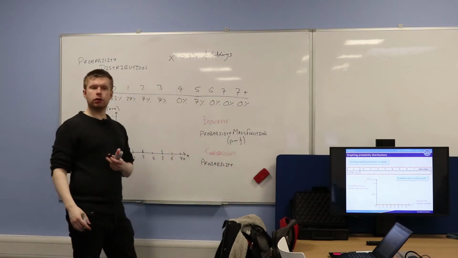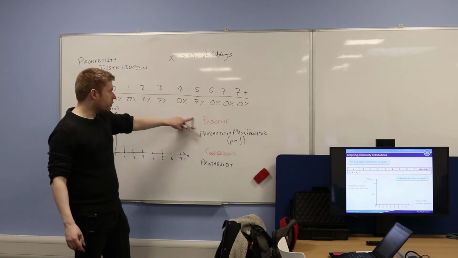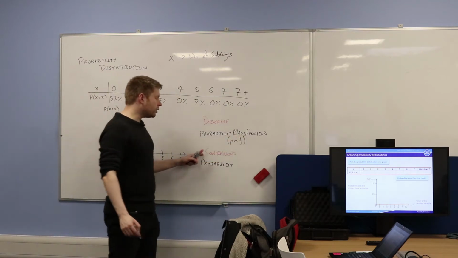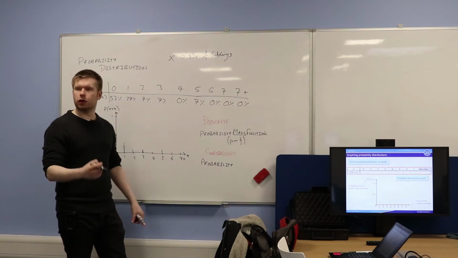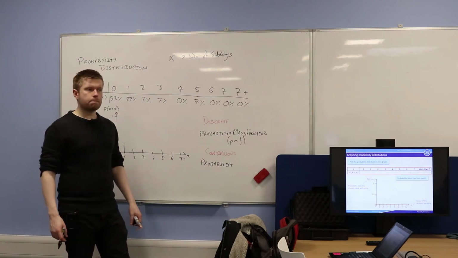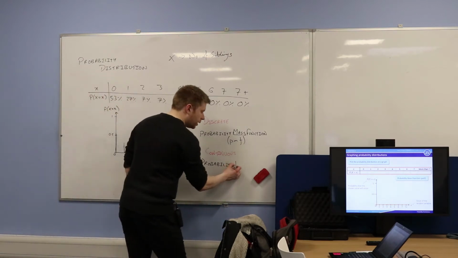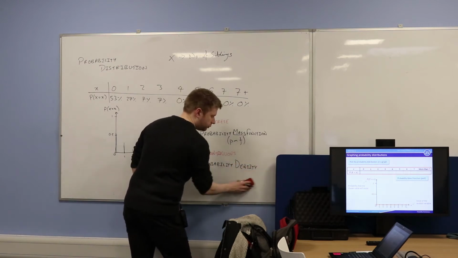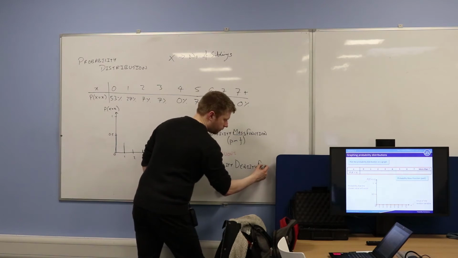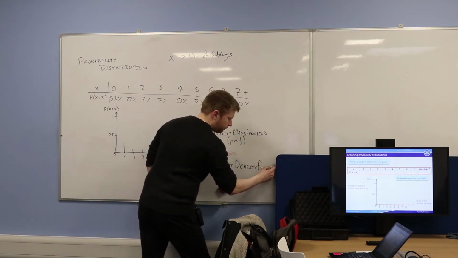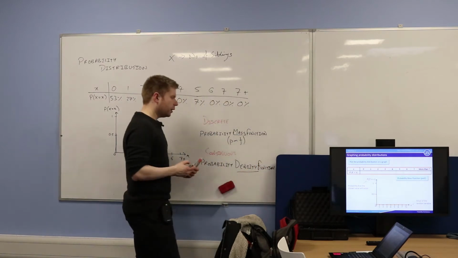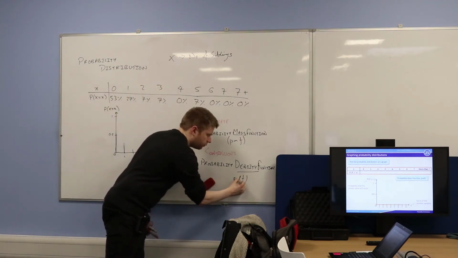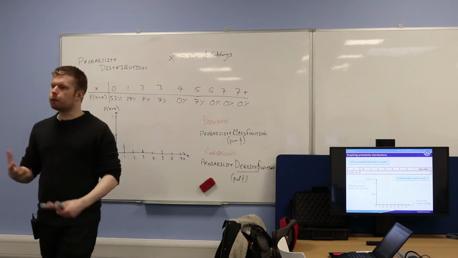Does anybody know? So for a discrete random variable, the function is called a probability mass function. Does anybody know what we call the function of a continuous random variable? It's called a probability density function. And again, we could call that a PDF for short. So just be aware of the difference.